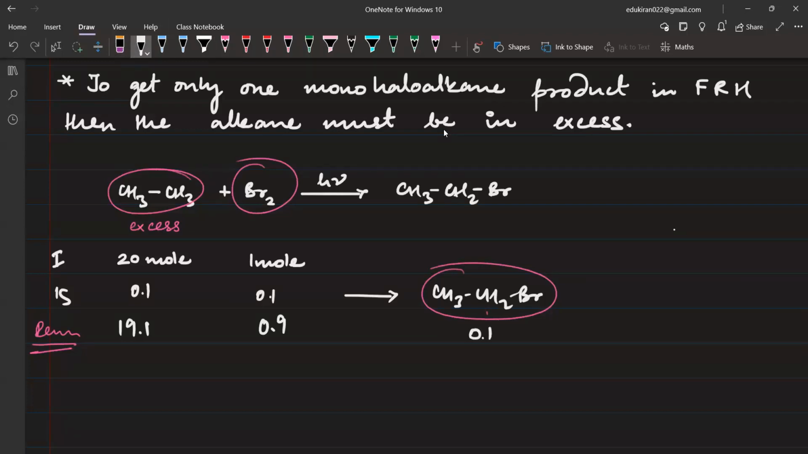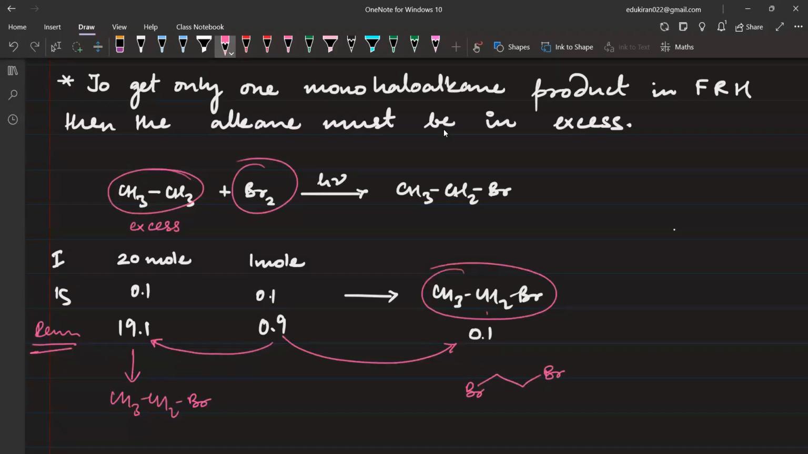It is 0.1, right? Now pay attention, there are two possibilities. If Br2 reacts with ethane, it will give you CH3CH2Br. But if it reacts with CH3CH2Br, the other hydrogen will be replaced, giving Br and Br, because here we have bromine molecules and hydrogen, so one more hydrogen can be replaced and we will get a different product, not our preferred product.